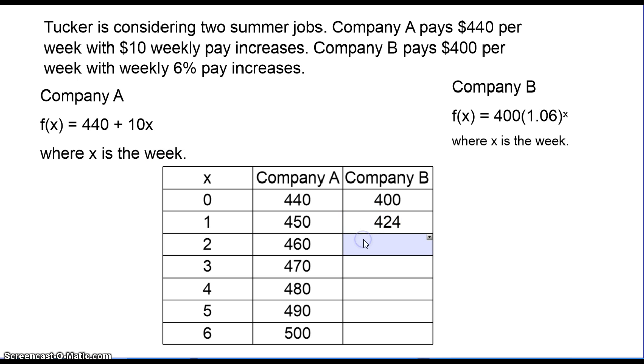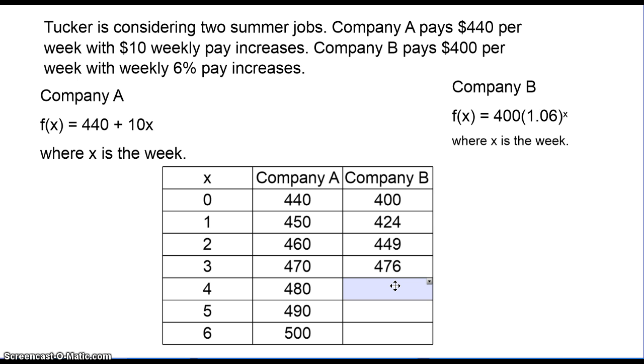Again, you can do this on your calculator. At week 2, we plug in 2 for x, so we get approximately 449. At week 3, we get approximately $476. Up until week 3, we've been making less money at Company B than at Company A, so Company A would have been the choice. But all of a sudden, at week 3, our pay at Company B is more than our pay at Company A. See if that keeps going.